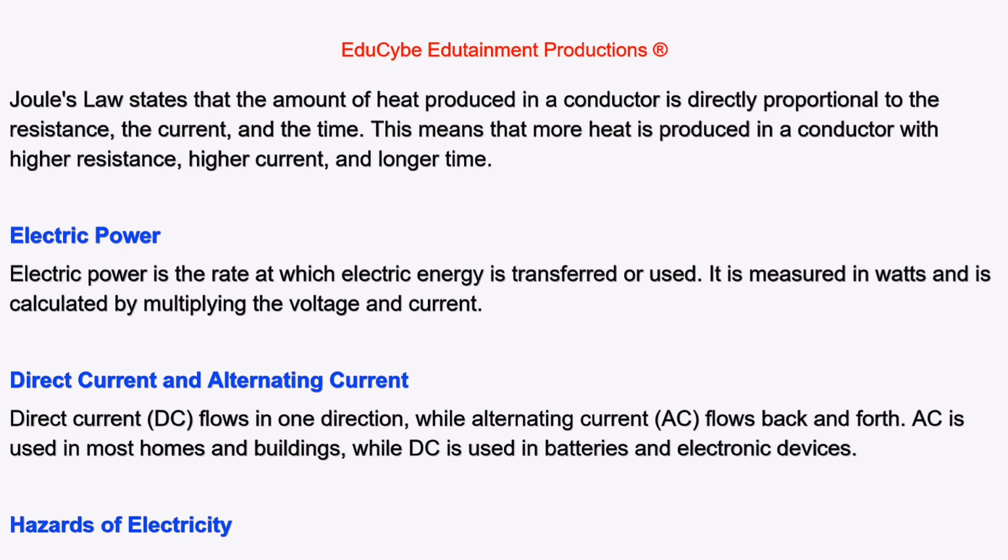Direct current and alternating current. Direct current, DC, flows in one direction, while alternating current, AC, flows back and forth. AC is used in most homes and buildings, while DC is used in batteries and electronic devices.